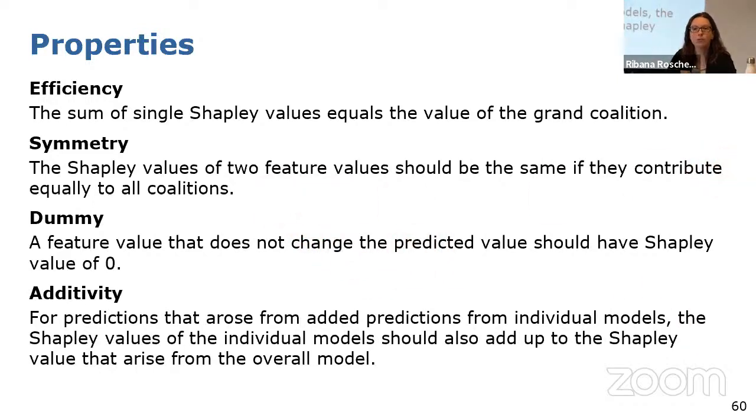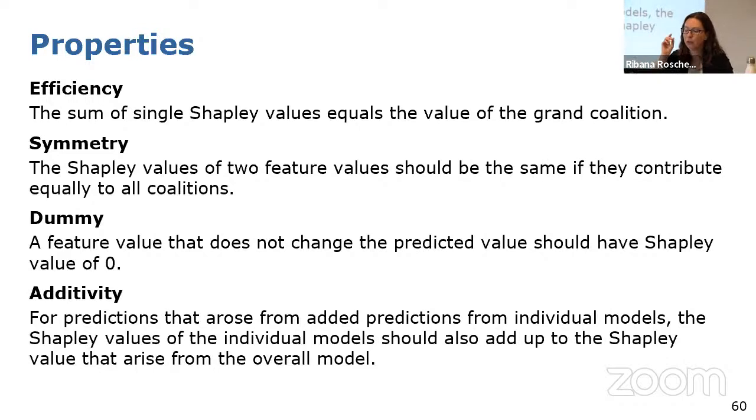And then it's symmetric, also important. So the Shapley values of two feature values should be the same if they contribute equally to all coalitions. I mean, this might sound obvious, but a lot of interpretation tools will not have these properties, just to mention it here. And then the dummy property. So a feature value that does not change the predicted value has a Shapley value of 0. Also good. And additivity. So for predictions that arose from added predictions from individual models, the Shapley values of the individual models should also add up to the Shapley value that arises from the overall model.